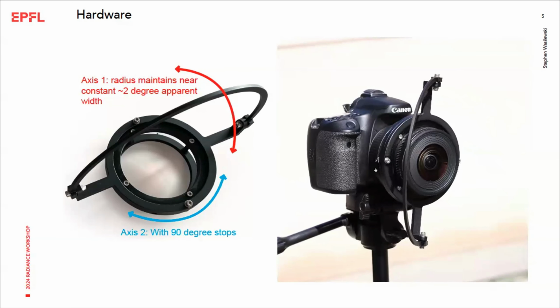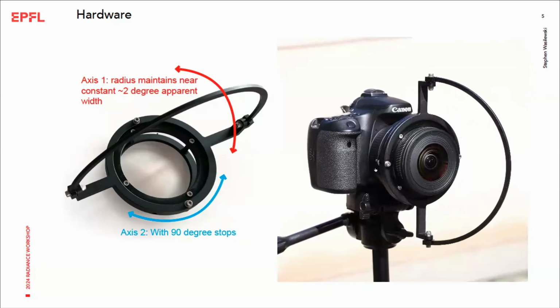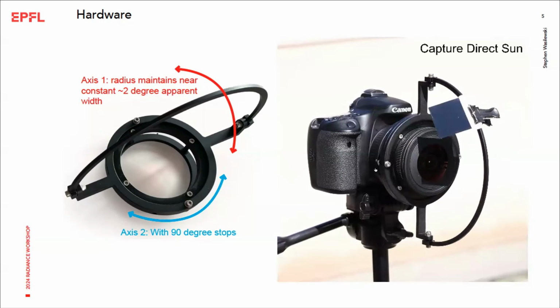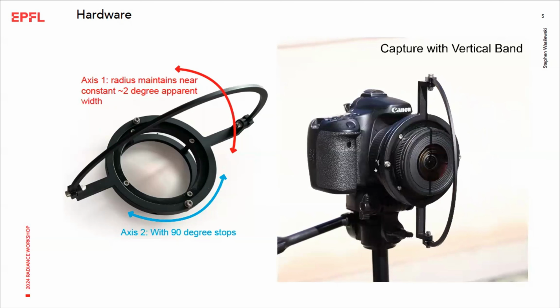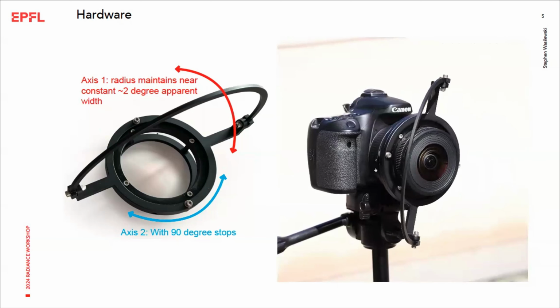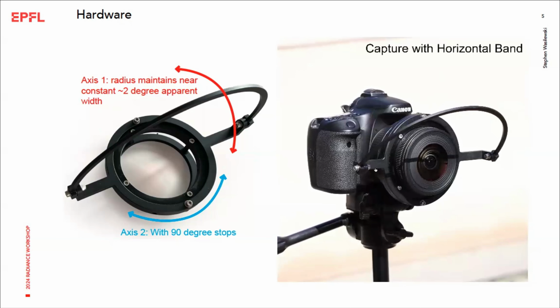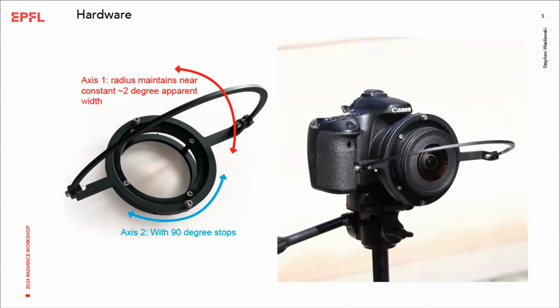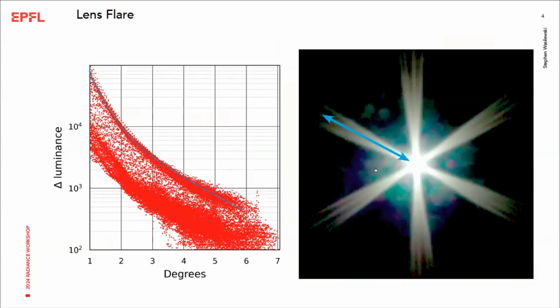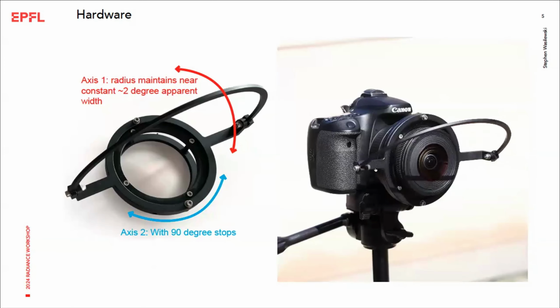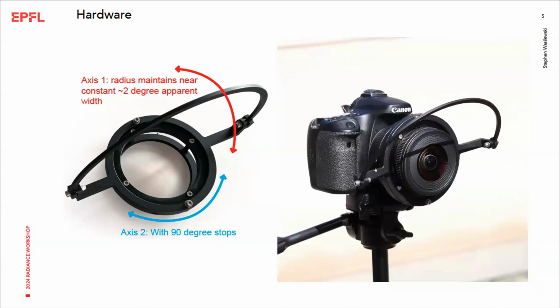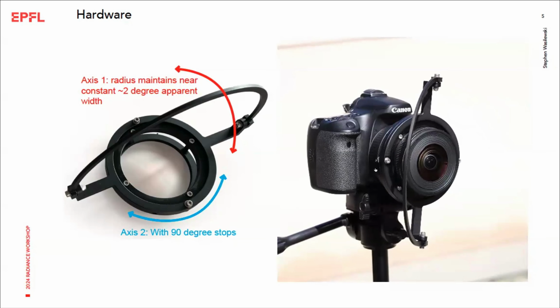Here are these 2 axes of rotation, and this is also going to show you what the sequence is for capturing an image. So first we use a little bit of ND filter to capture the direct sun. Then we can capture the hemisphere with it oriented vertically and then horizontally. It's a little fast, so I'll do it one more time, right? So it moves up and down, then side to side.